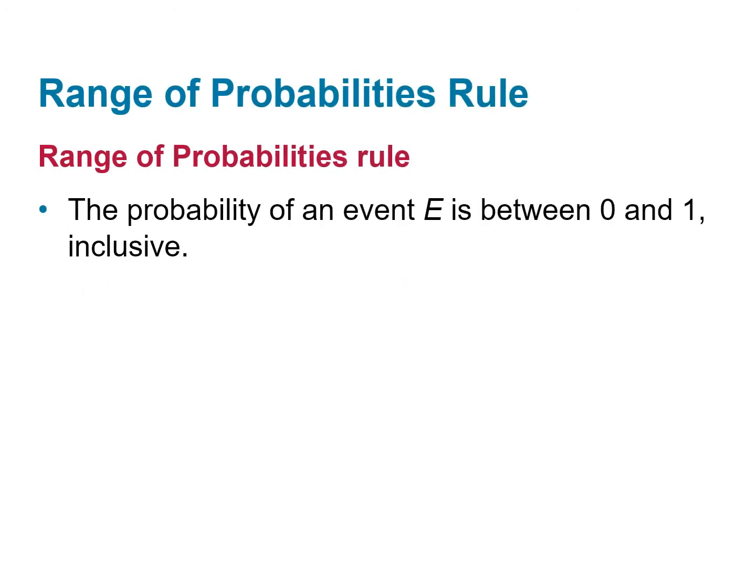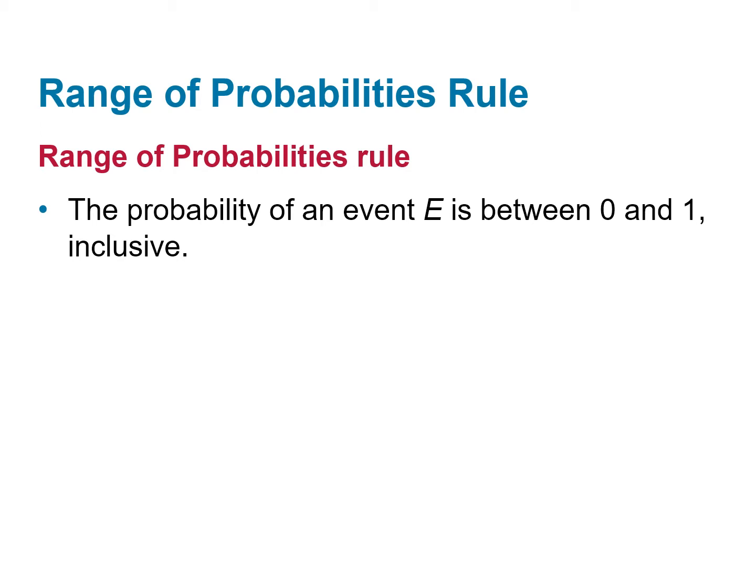Alright guys, in today's video we're going to be looking at what's called complementary events. The complement of an event is basically that event not happening, and we'll get a little more into that here in a minute. First off, let's talk about the range of probability rules.